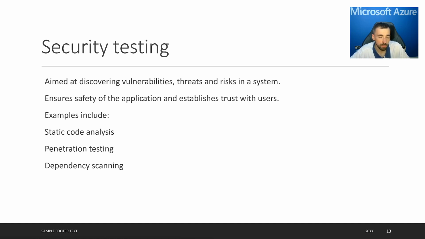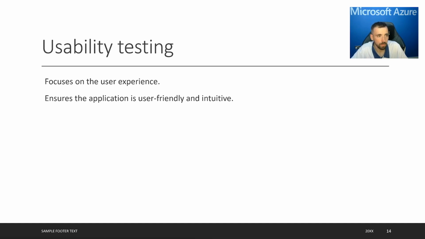Penetration testing, which would typically involve getting in a third party and doing a deep test against your application, maybe bombarding the application looking for vulnerabilities. And then dependency scanning, so the NuGet packages you've got in your application, do they introduce any vulnerabilities into the application? And then finally, we've got usability testing, and this focuses on the user experience, ensuring that the application is user-friendly and intuitive.